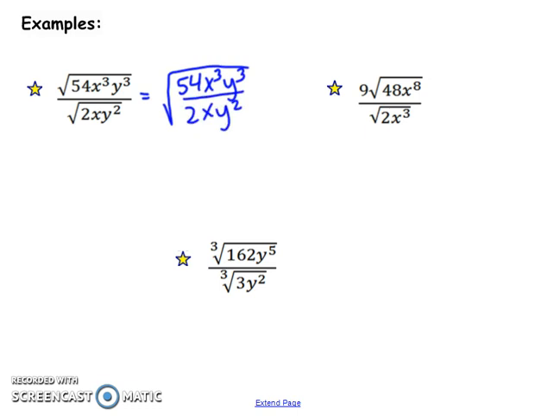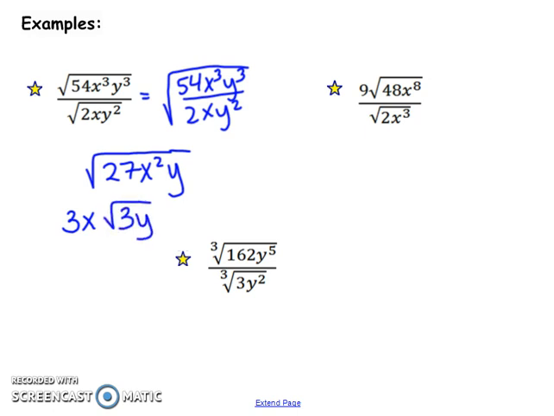So 54 over 2 is 27. X cubed over x is going to be x squared because we're subtracting. Y cubed over y squared is going to be y. So now that we have one radical, we can now break that down. So square root of 27 is 3 root 3. X squared, the square root of x squared is x. And then the square root of y stays square root of y. So I have 3x radical 3y.